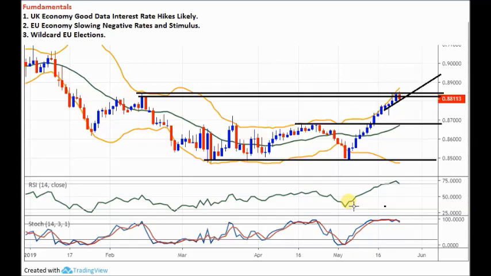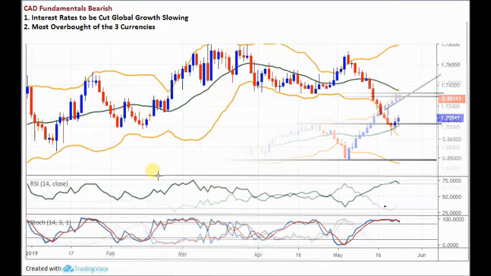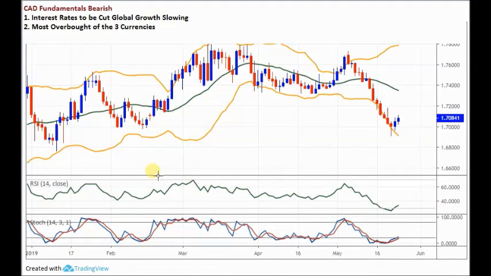Last pair we're going to look at now is going to be GBPCAD. Right, we're on the chart of GBPCAD, and in terms of this pair, I just really like the look of the setup, and we'll go through the technicals in a moment. But just first of all, for me, the CAD fundamentals are bearish. Interest rates are likely to be cut as global growth is clearly slowing. It's a commodity exporter. So fundamentals for me favour the GBP longer term.